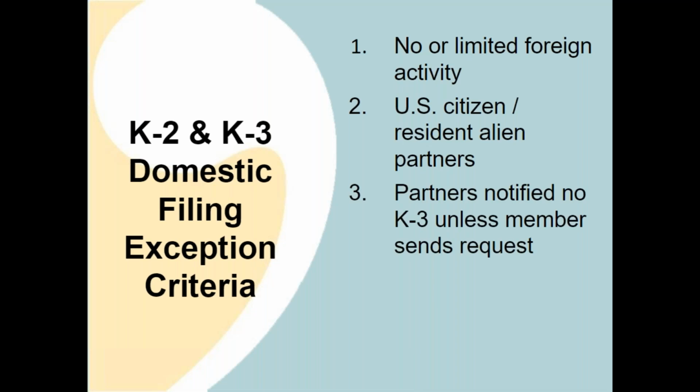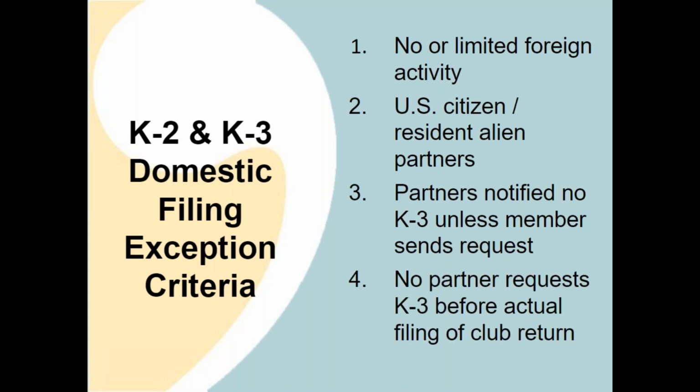The third criteria is that the partnership must send a specific written notification to all partners that a K3 won't be provided unless the partner requests it. This notification is provided by the bivio tax program as an attachment to Schedule K1.